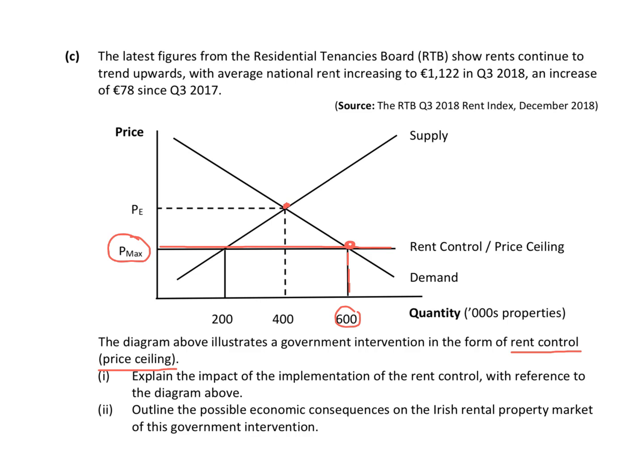But what we get from a supplier's point of view, the P max, the rent control, the price ceiling, is not very good. So fewer suppliers or fewer landlords are willing to supply their accommodation now. So that has dropped from 400 to 200. So what you've got is a situation where only 200,000 are willing to supply their accommodation, whereas you've 600,000 people demanding it. So what you get is this excess demand.